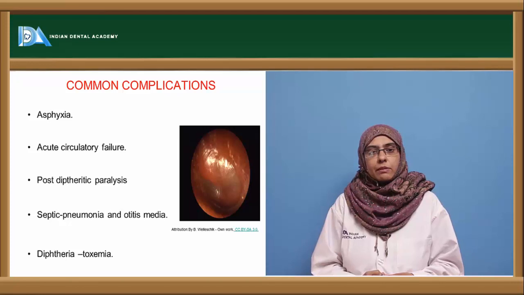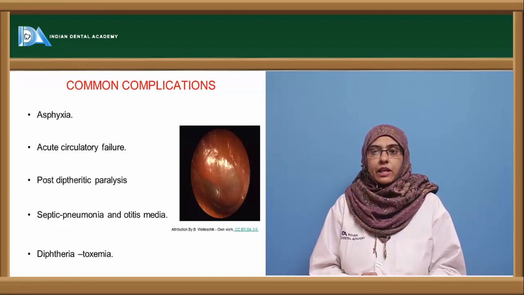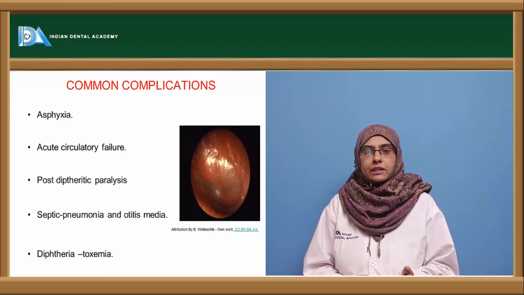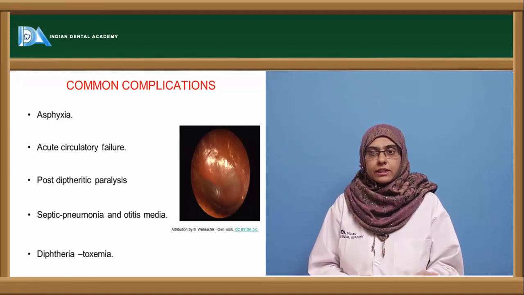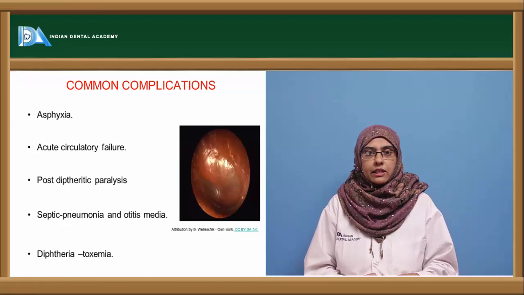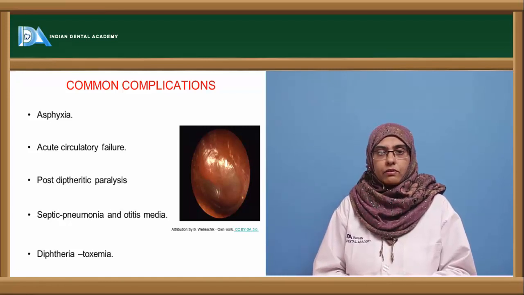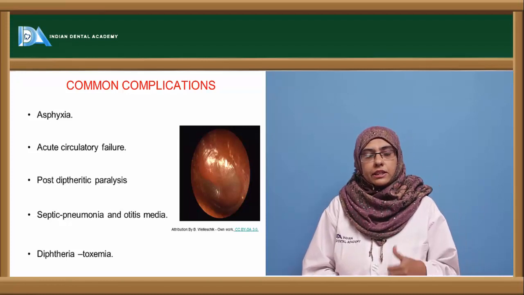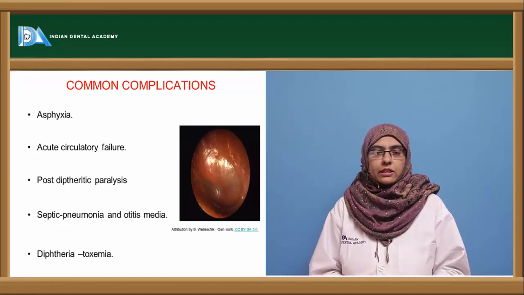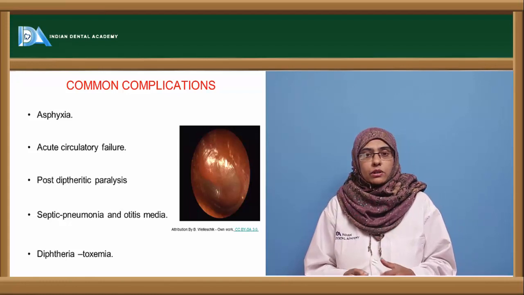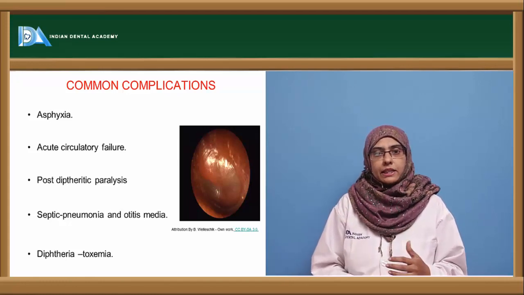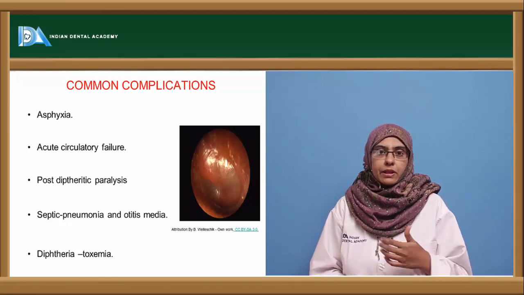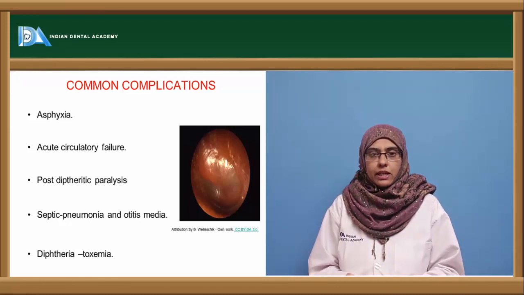Next, this can be followed by post-diphtheritic paralysis. You can see palatine paralysis mostly in this disease, and it can be septic, involving pneumonia or otitis media. The diphtheria disease is because of the production of the toxin, and hence it is called toxemia. So the organism multiplies and produces the toxin, and it is the toxin that shows the characteristic pathological features. So it is called toxemia.